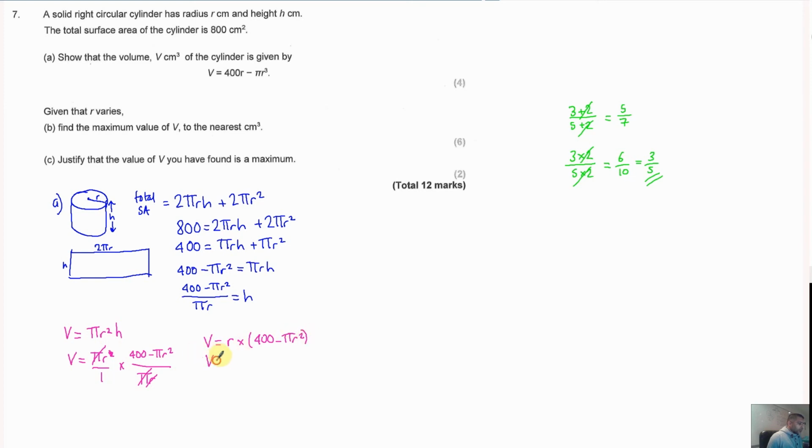So then the volume, multiplying both of those by r, gives us 400r minus pi times r squared times r, or r cubed. And we have derived that then.